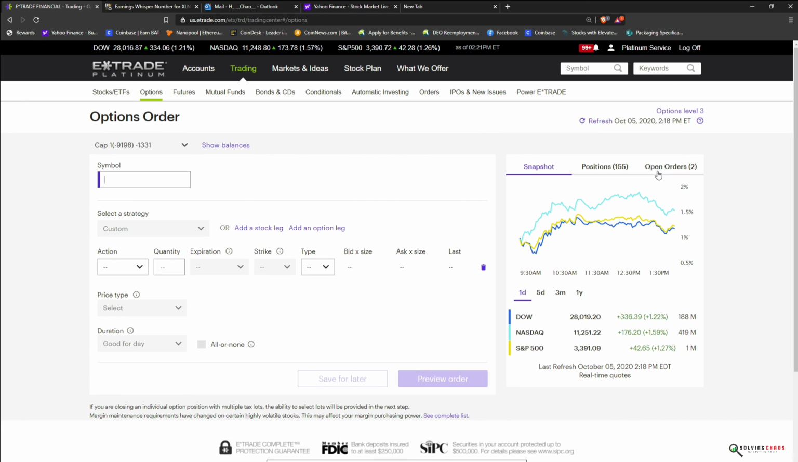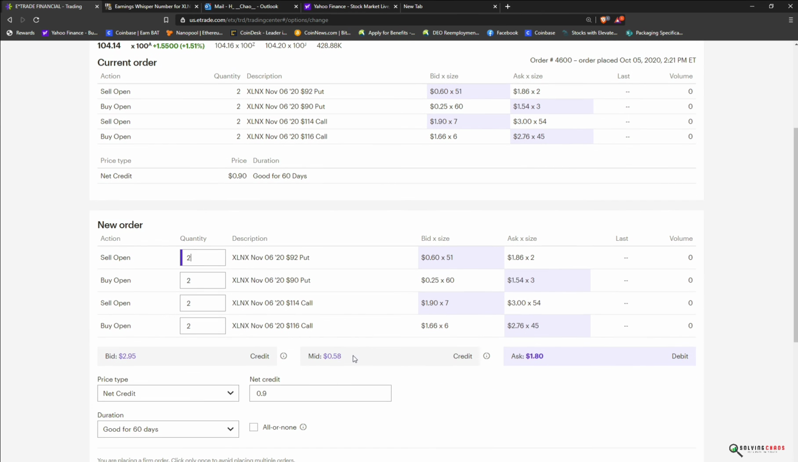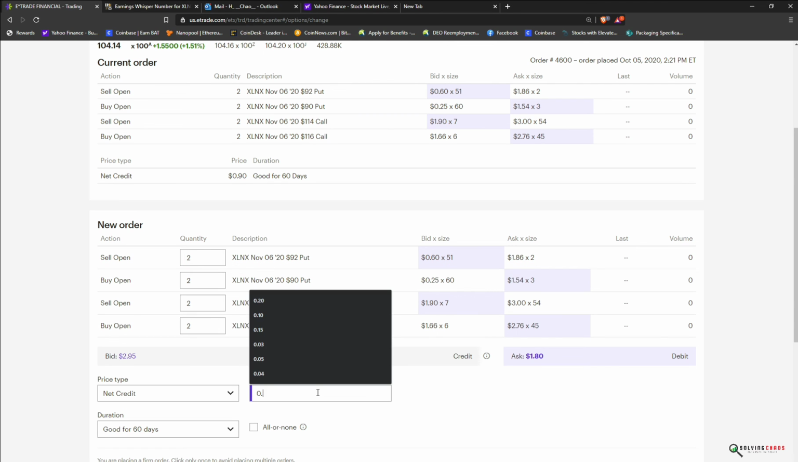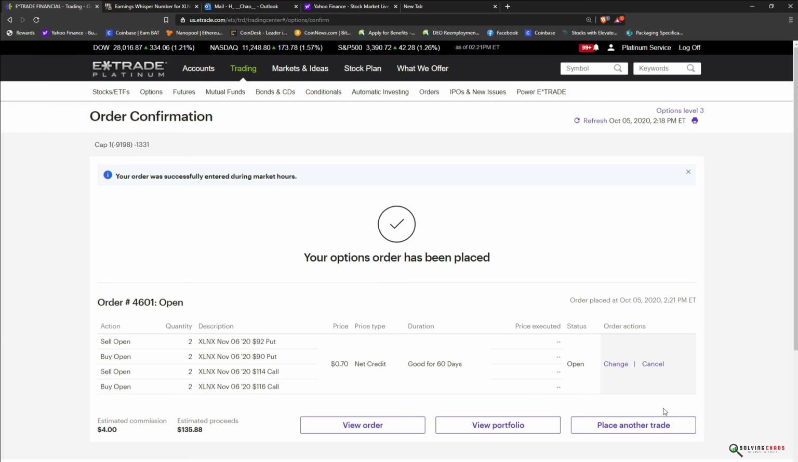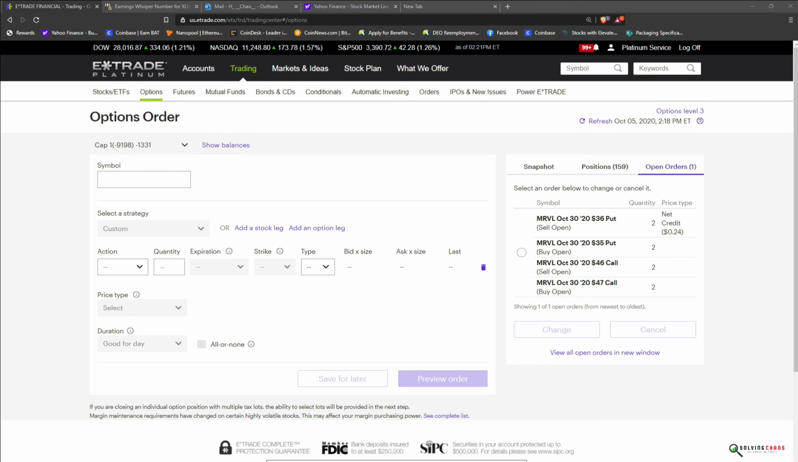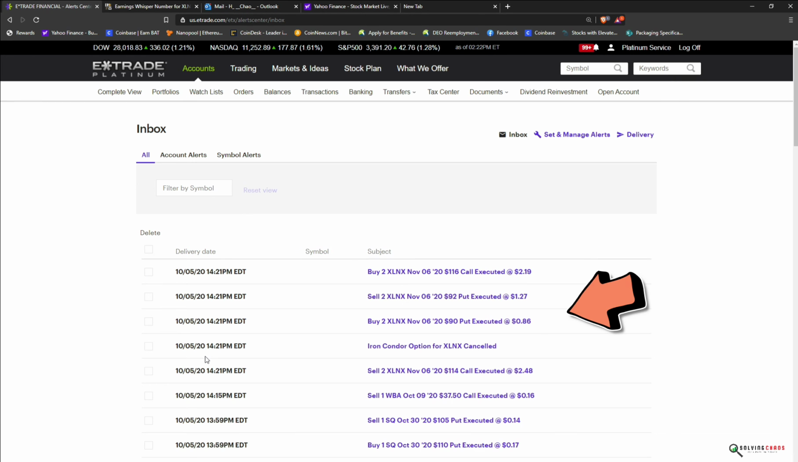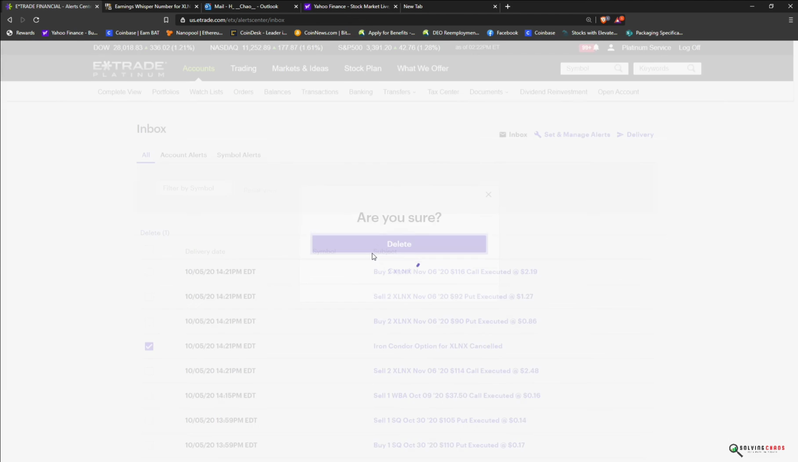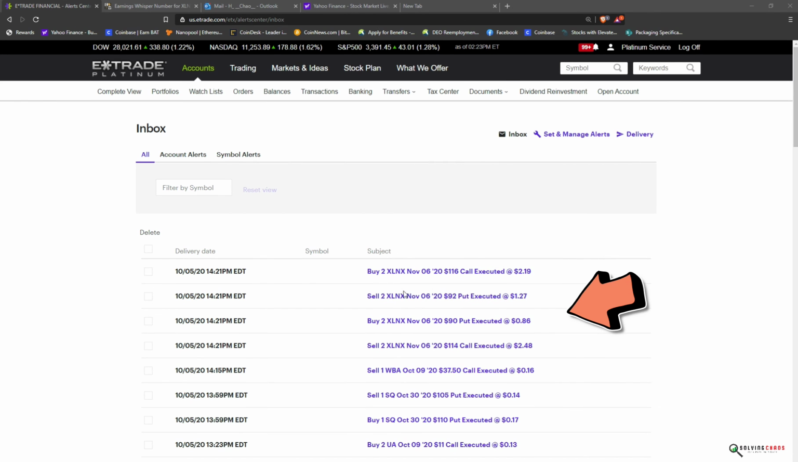Nope, didn't go yet. Let's do a change. The credit is dropping, which is fine. I knew that was not going to work, but I wanted to see it. Let's just wait a little bit and see if we can get this trade to go across. And it did go across. Here it goes. You see that? So I got the trade to go across, and that's how you create an Iron Condor.